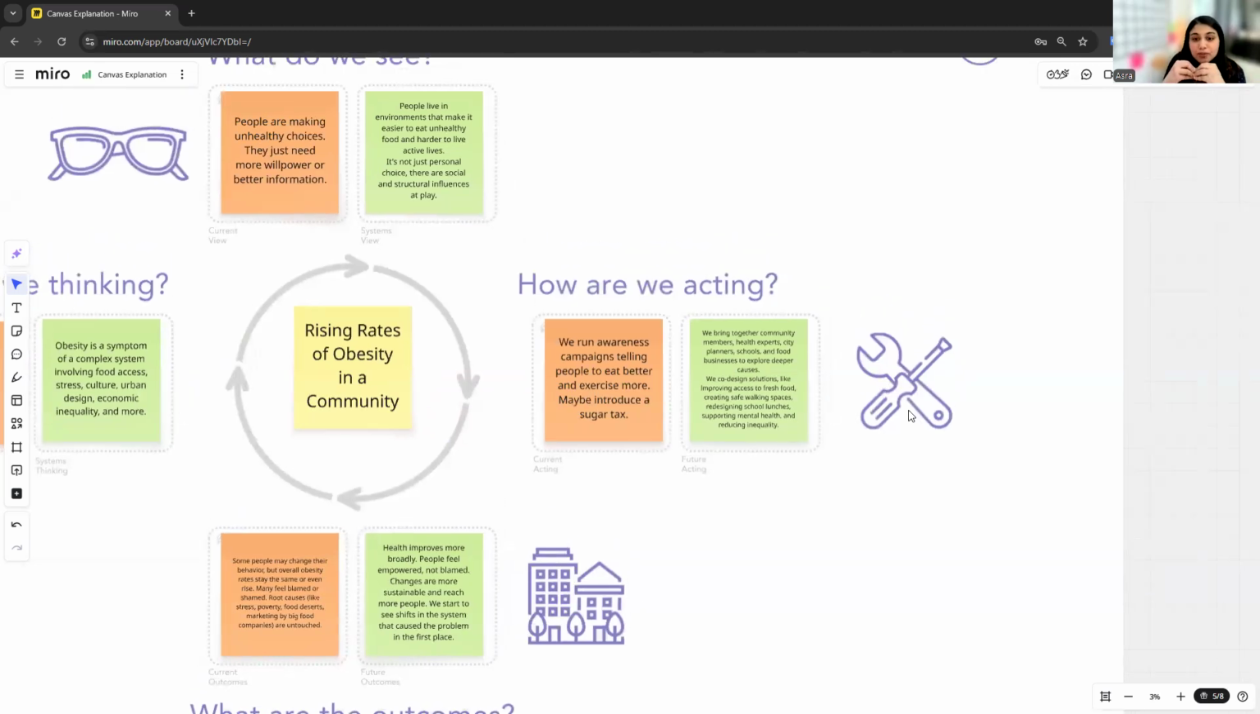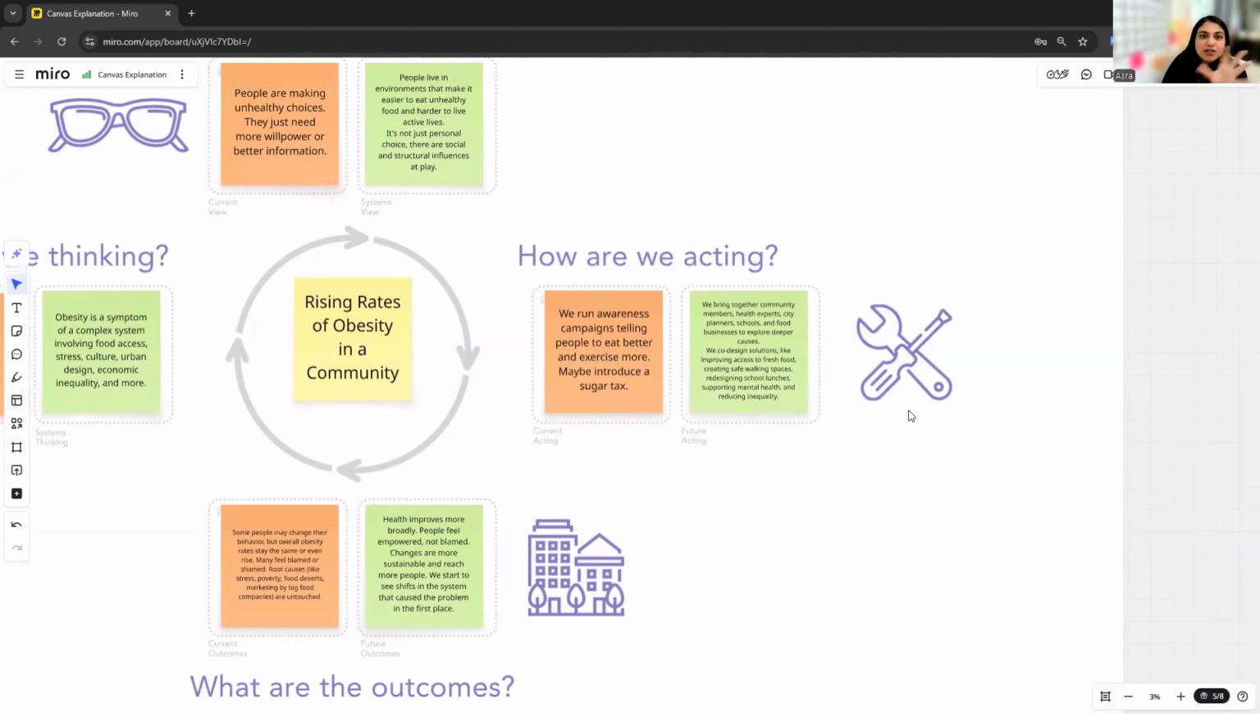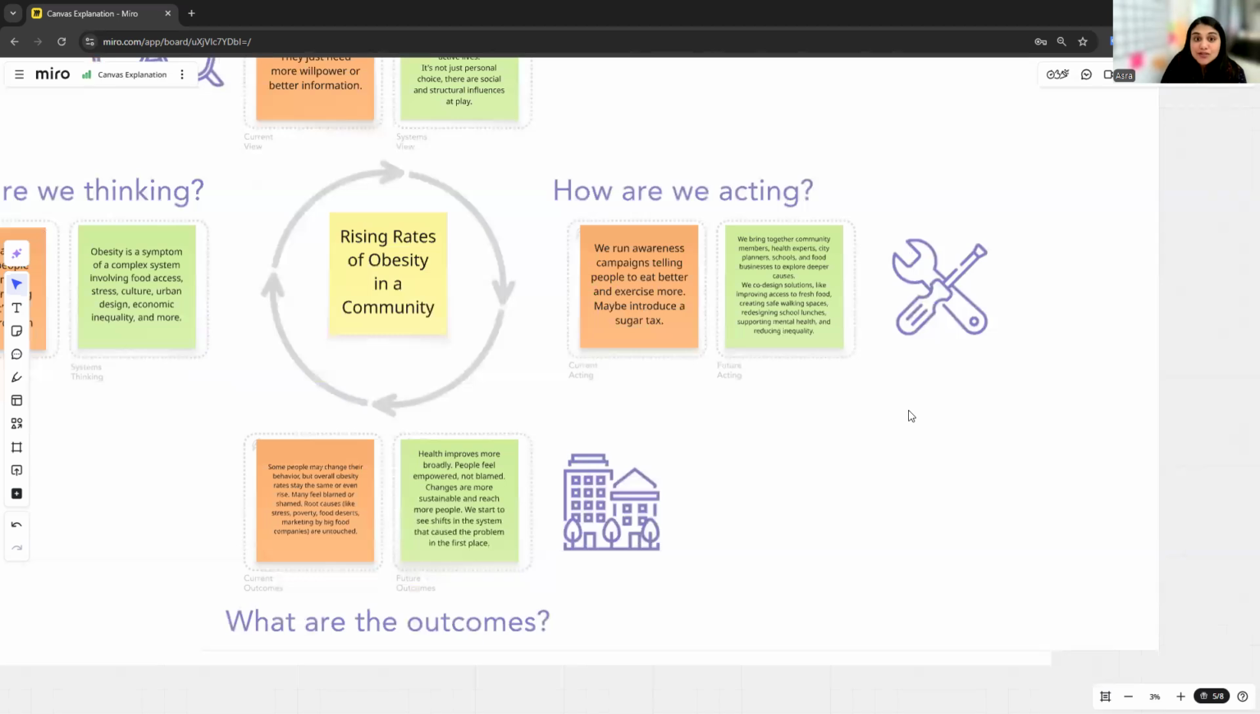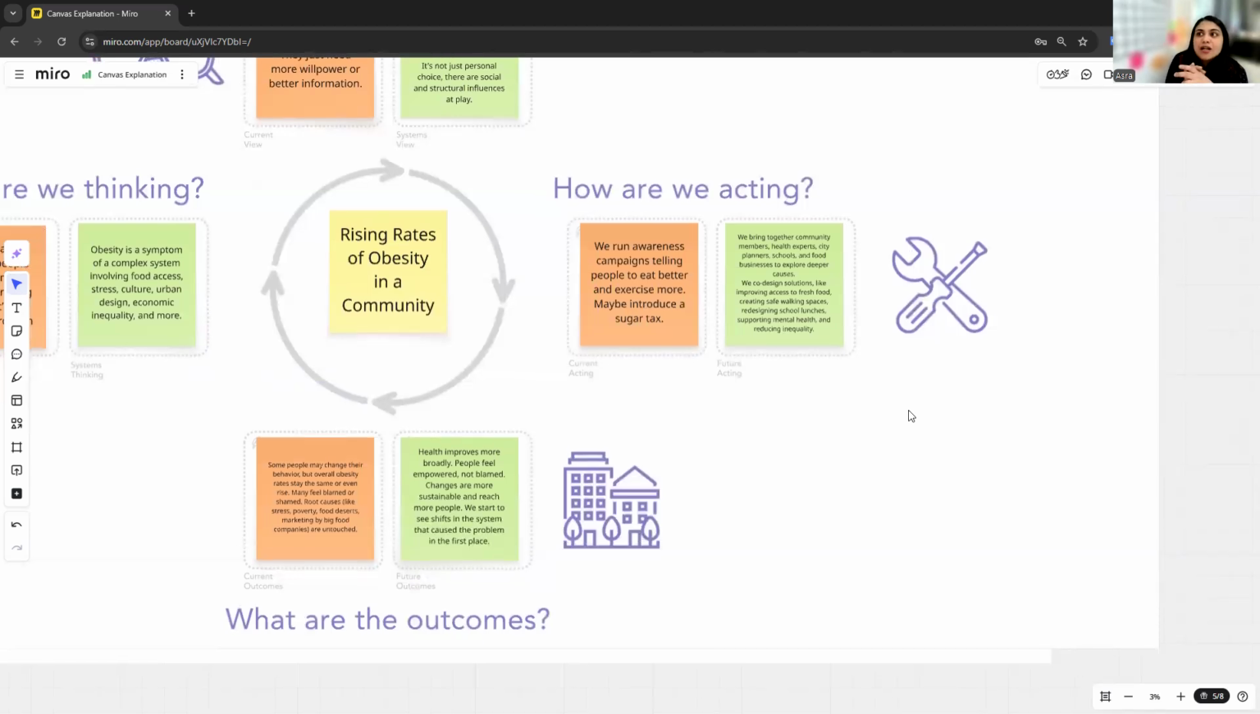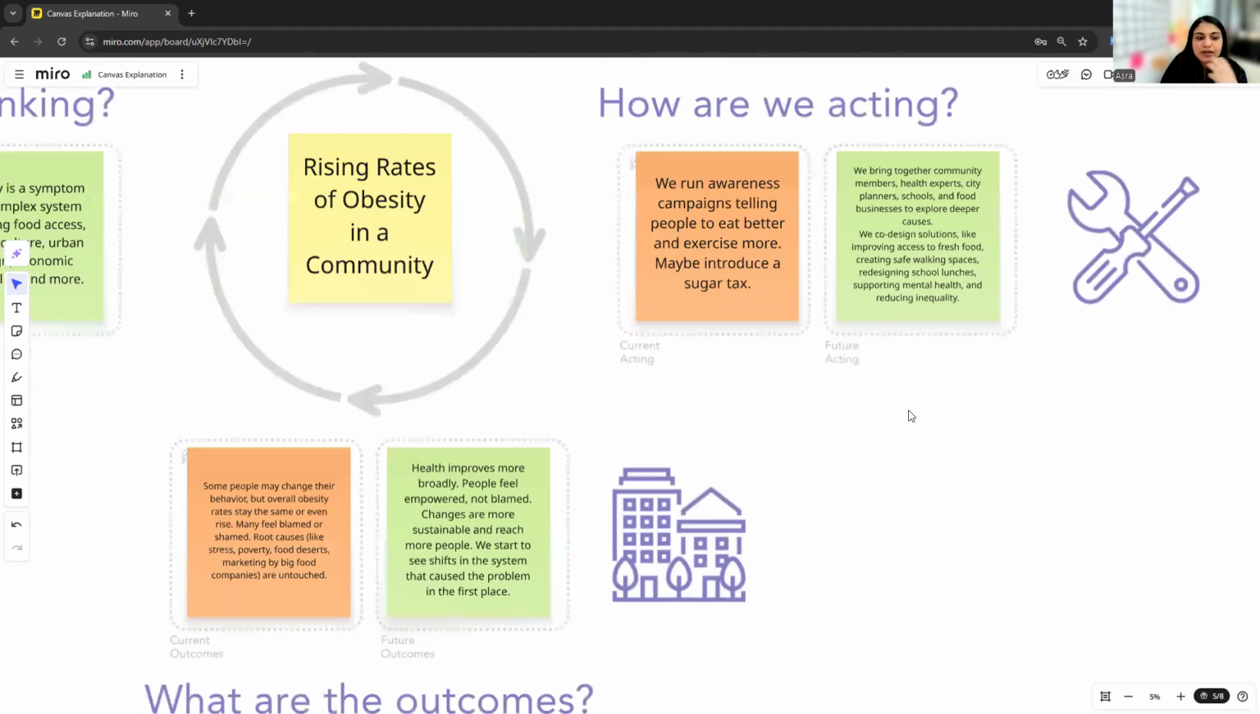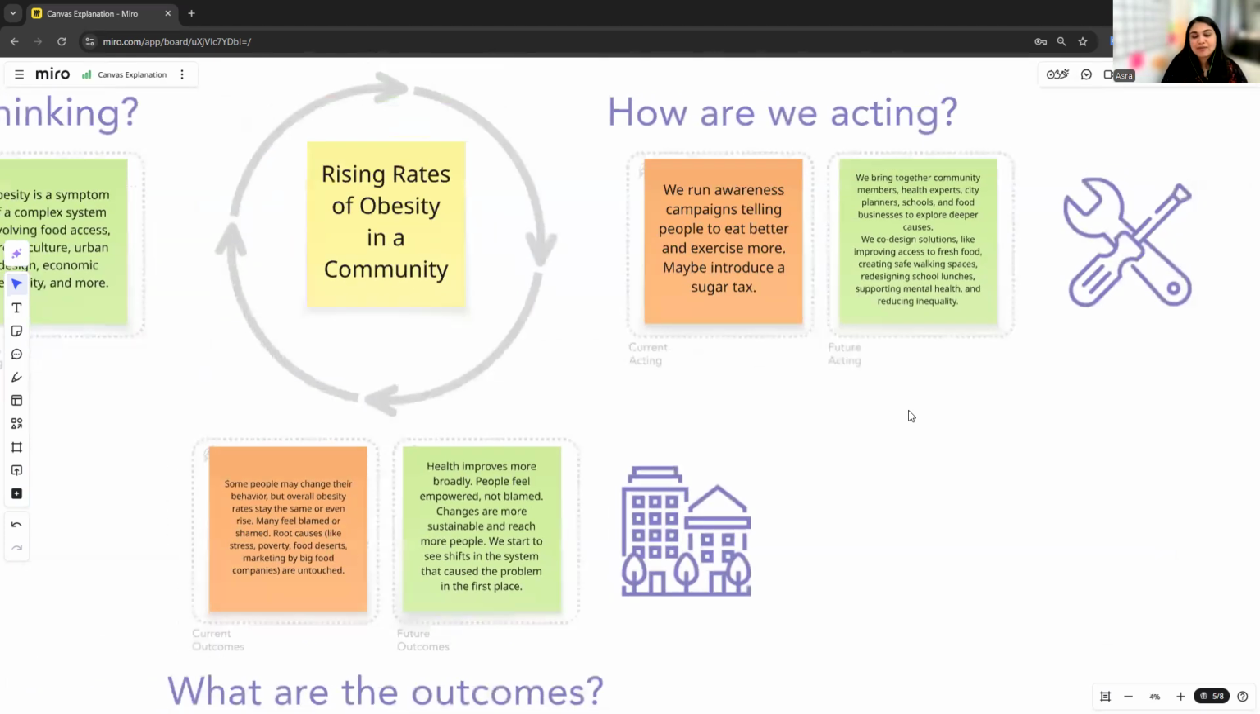And then I would try to bring together community members, health experts, or city planners to explore the deeper causes, maybe co-design solutions, like bringing more access to fresh food, creating safe walking spaces, maybe redesigning the way in which lunches are being served at school, and also looking at the mental health factors and how all this can reduce inequality. As a result of this, maybe I'm creating a world which helps look at health as interconnected factors of different elements. And maybe out of this, people feel more empowered and do not feel blamed. Then changes are more sustainable, they reach more people, and maybe we also start witnessing shifts in the system that caused the problem of obesity in the first place.